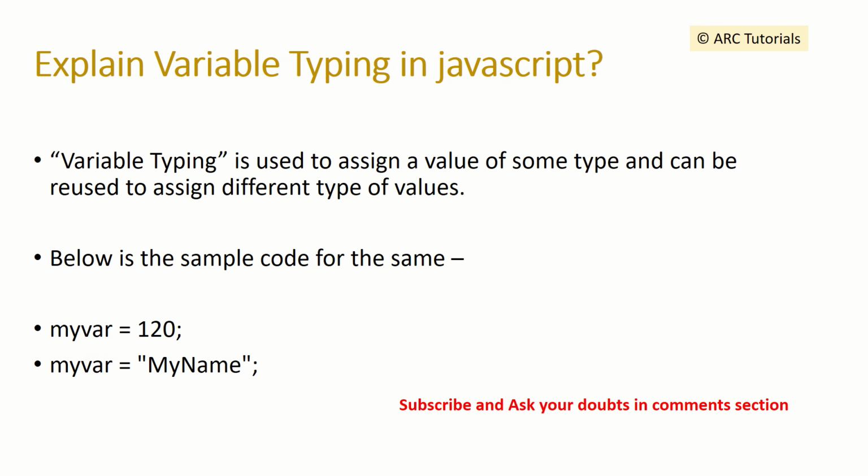Explain variable typing in JavaScript. Variable typing is used to assign a value of some type and can be reused to assign a different type of value. For example, if you have a variable, say myVariable, and initially you have given a number value, which is 120, we can always dynamically assign a new value, in this case a string. This is called variable typing. You're assigning different types of values to a variable dynamically in JavaScript.